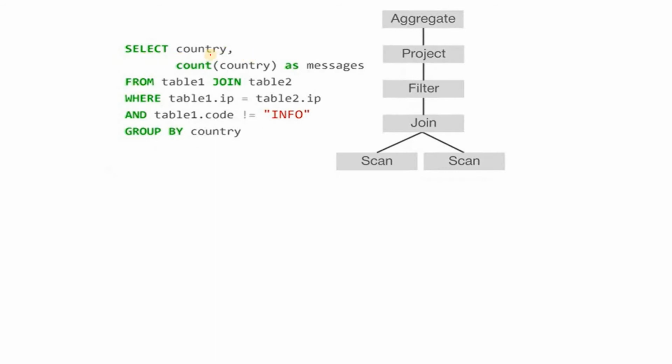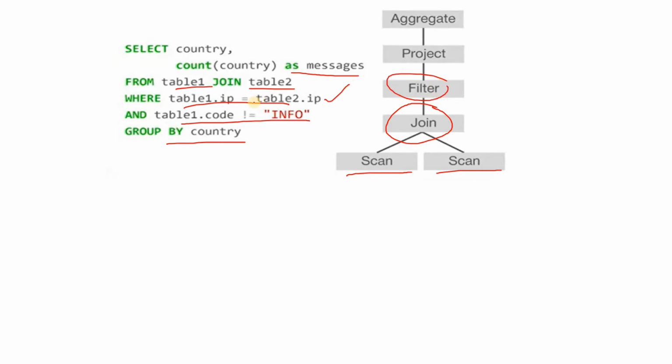So suppose I have a particular query like this: select country, count of country as message from table 1 join table 2 where this is the join condition, and we are applying one filter condition, that is table 1.code not equal to info, and then we apply group by based on country. What will be the execution flow for this query? First, the 2 tables will be scanned and then joining will happen. Once the join happens based on this join column, filtering will happen based on this condition, so only those records where table 1.code not equal to info go to the next stage. Then we project the data and do the aggregation, count of country based on country. This is a typical execution flow for this query, right?